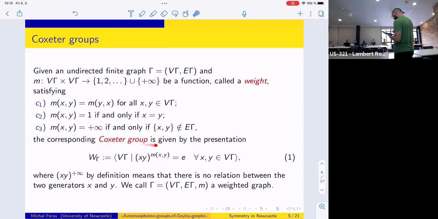So then we have a Coxeter group, so it is a group generated by vertices of my graph. Well, the relation is that if I write the two generators next to each other and iterate that product weight times, I eventually get the identity. And if it's infinity, that means there is no relation.